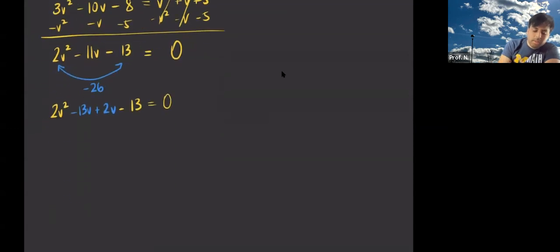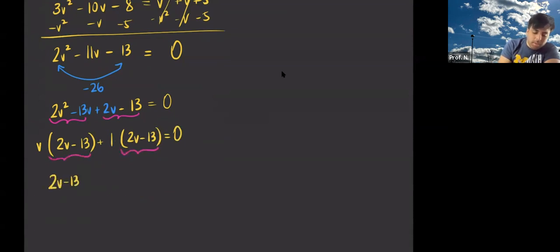And then I can factor the first two terms and the last two terms. I can factor out a v, and I'm left with v times 2v minus 13, plus 1 times 2v minus 13 equals 0. And I recognize 2v minus 13 can be factored out, and I get 2v minus 13 times v plus 1 equals 0.